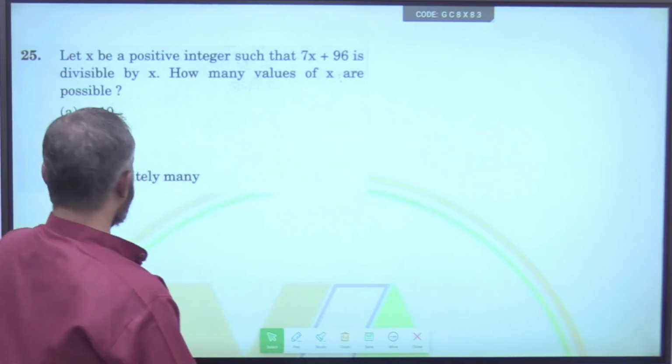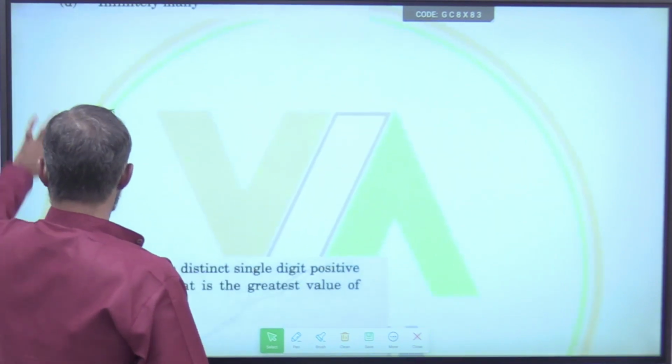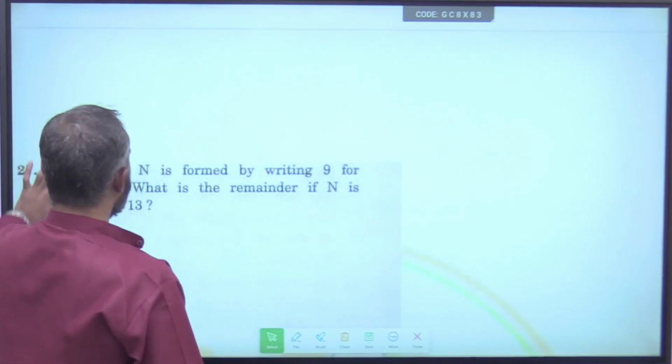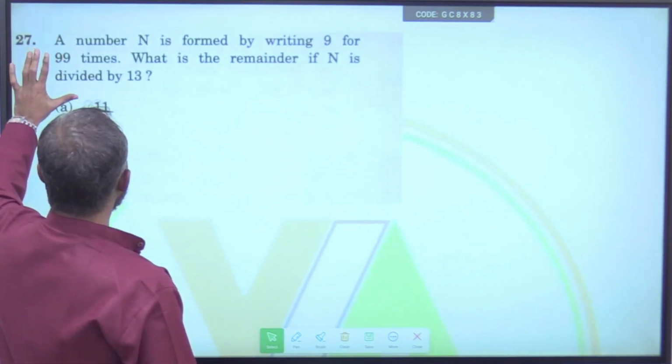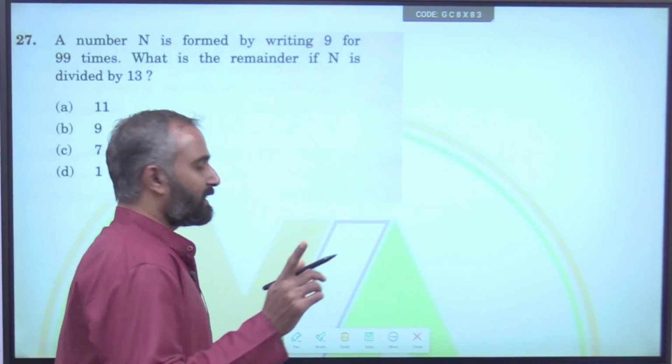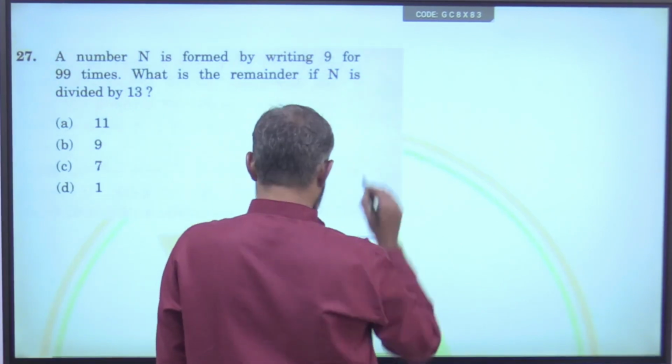Next is 27. I told you that the 1001 pattern is going to repeat again, the 10 to the power of n plus 1 rule.